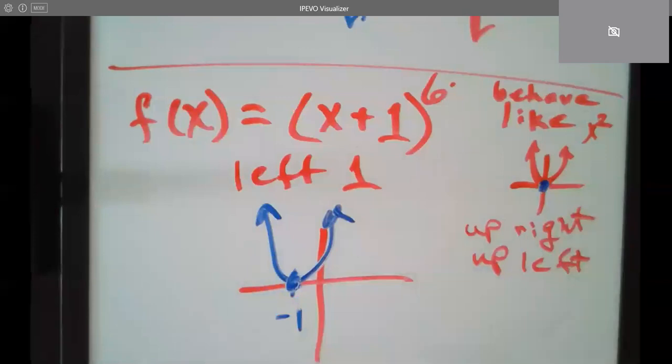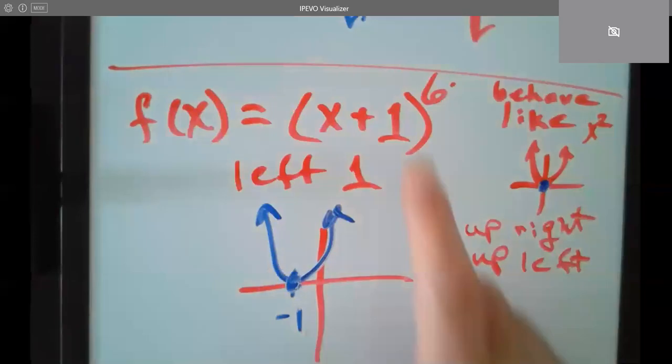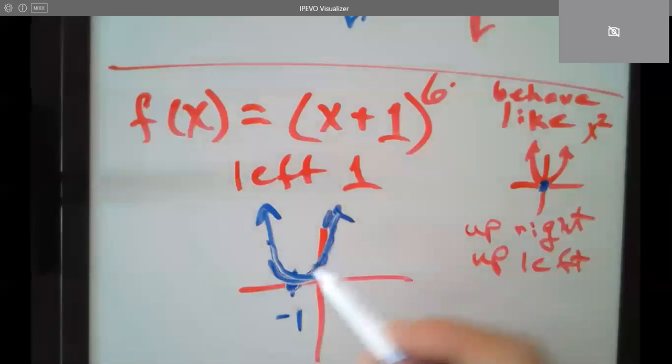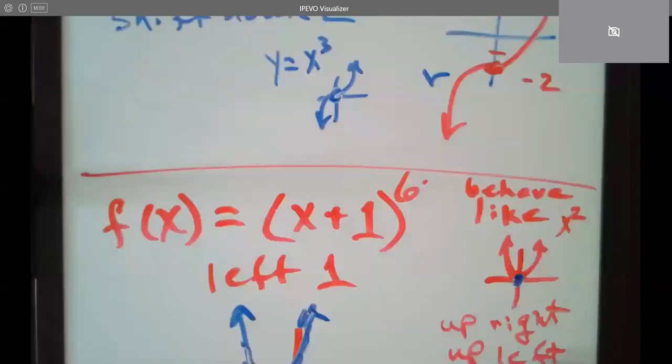All right, any questions with that one? And because it's x to the 6th, it's actually going to be wide. It's going to have like a wide bottom to it. It's going to be widened out. Okay. All right. We good? Can I erase this? All right. Let's look at the next slide.